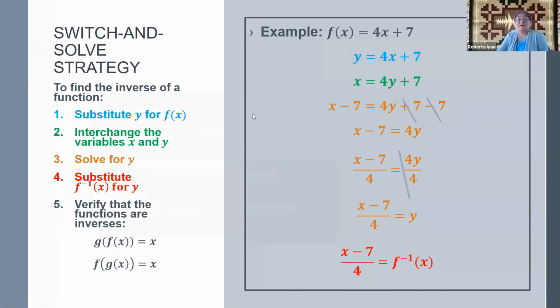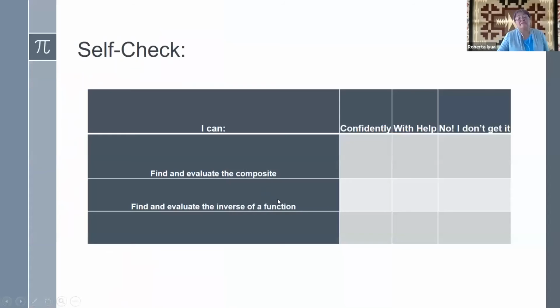And then here is the self-check for the composite and the inverse.